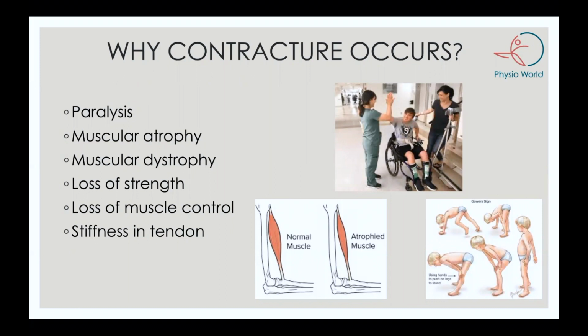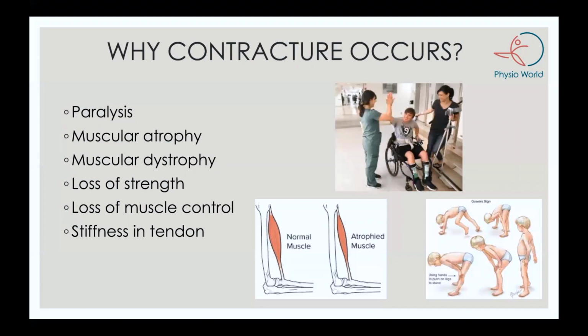Then we have muscular atrophy. Muscular atrophy is also called muscle wastage. So basically, as you can see in the picture below, the normal muscle looks like that, while the atrophied muscle has lost a lot of bulk because it has become weak, and since it has become weak, it can no longer support the joints or the range of motion that is required for normal movement.